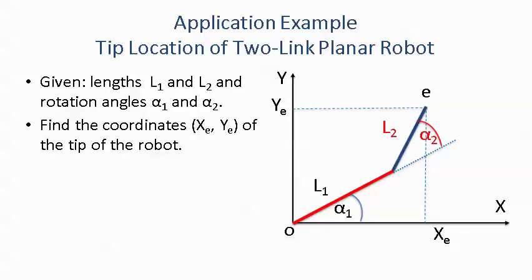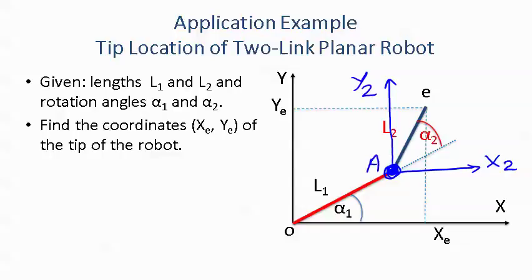So what I'm going to do is draw another coordinate frame here that has its origin at the joint, or the location where L1 and L2 come together. I'm going to call this coordinate frame X2 and Y2, and this origin where they come together, let's call it A.